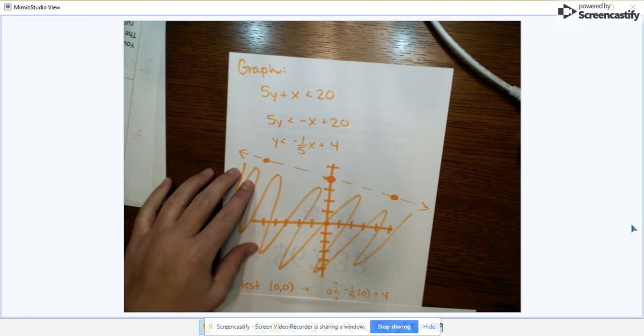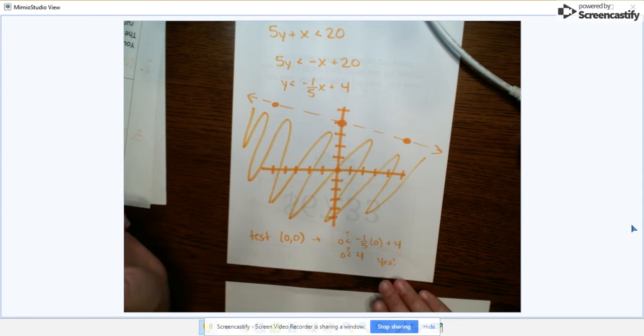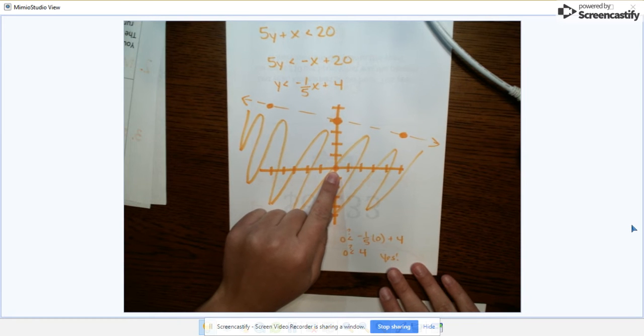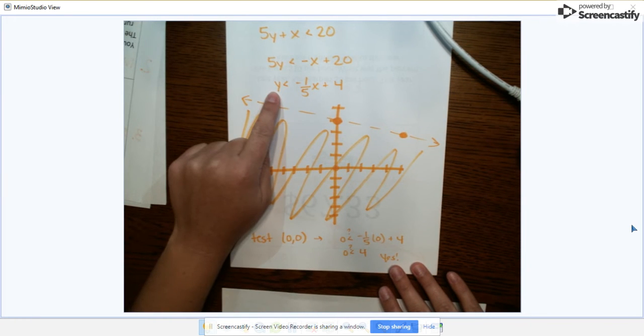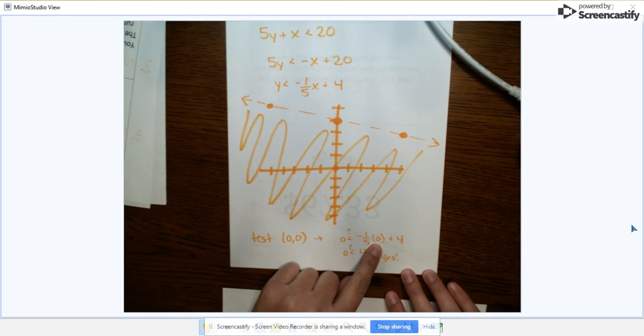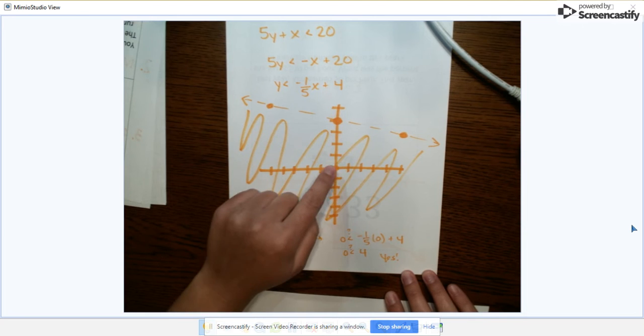And then in order to see where I should shade, I chose the easiest point on the coordinate plane, which is (0, 0). And I went ahead and plugged that into this inequality. So I tested (0, 0) down here. We want to know, is 0 less than negative 1/5 times 0 plus 4? Well, 0 times anything is 0, so 0 plus 4 gives me 4. Is 0 less than 4? It is. Therefore, this origin needs to be in my shaded region.